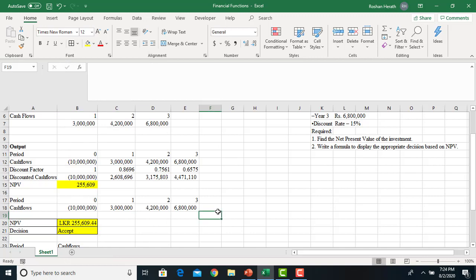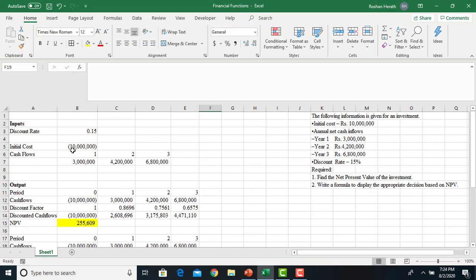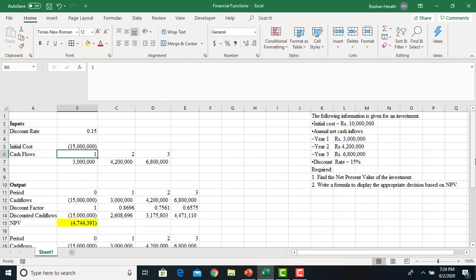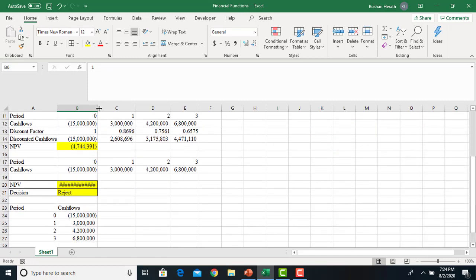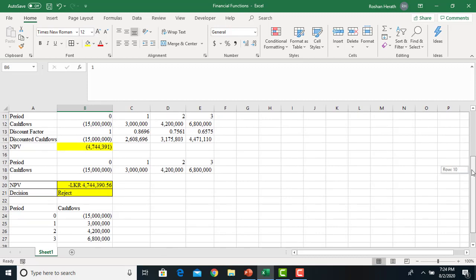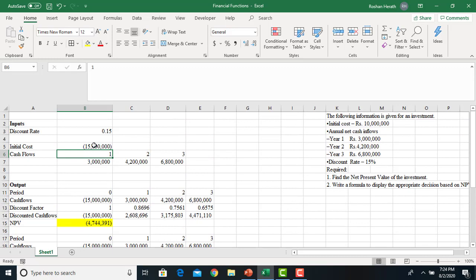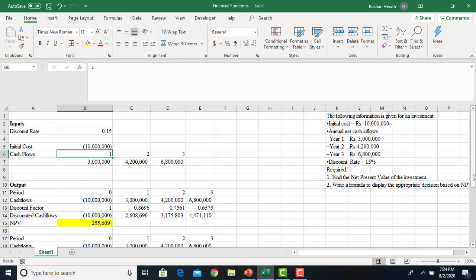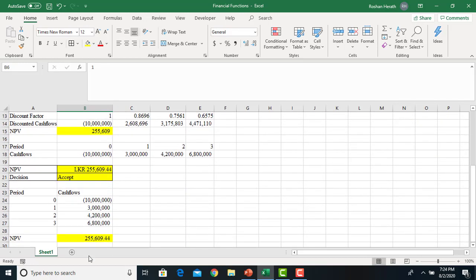Right. You take the decision based on that. So if you change these cash flows, especially if you go to this input and make it like 15 million, see what is the situation. It gives us a negative NPV, thereby the project should be rejected. So the function you have applied works appropriately. Right, I have restored the previous scenario.